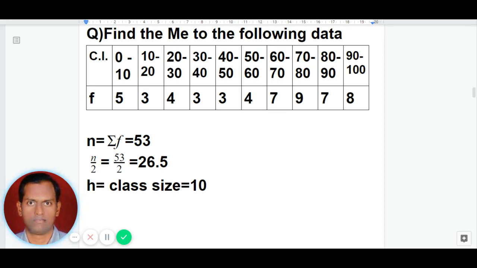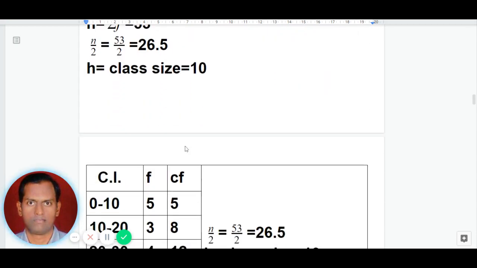We must find n by 2 first. N by 2 is 53 by 2, that is 26.5. We know that h is equal to class size. Class size is here 10. Now with the help of n by 2, we find the median class.